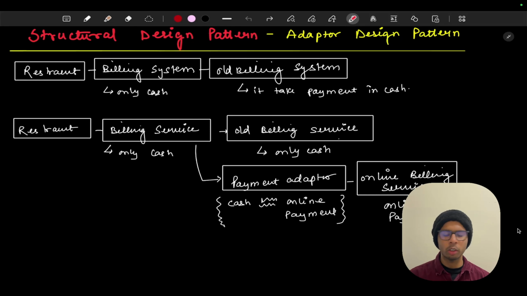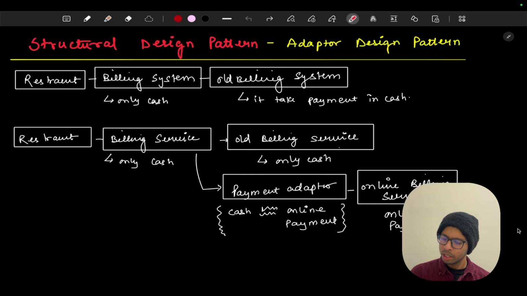Again, we are going to understand this adapter design pattern with the help of a story, and I also made an example for you so that you can easily understand it. First of all, let's talk about the example I have created. We have one restaurant class and we have one billing system. A customer comes, makes an order, has the food, and now goes to the billing system.